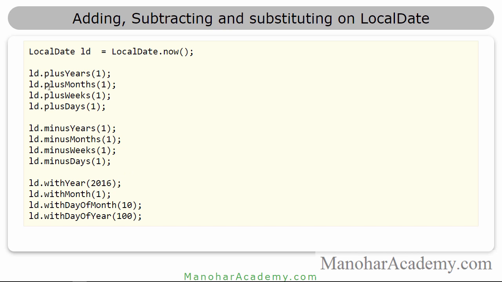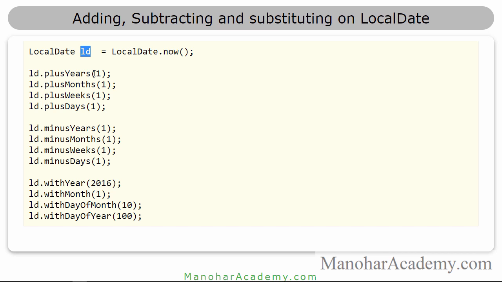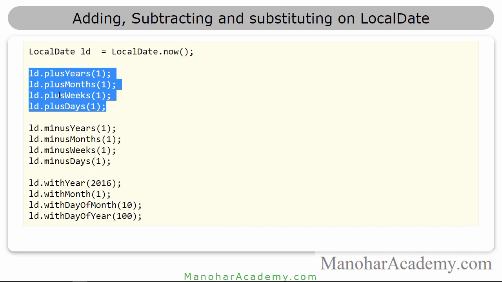Okay, in all these cases, it's going to return you a new object. Unless you save that object in a different variable or in the same variable, you won't get that object. Okay, and also the calling of these methods or the order is also important.